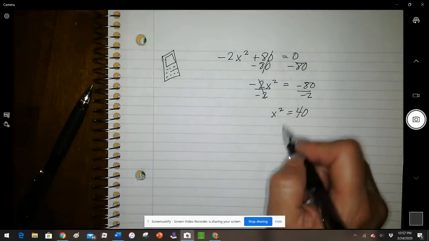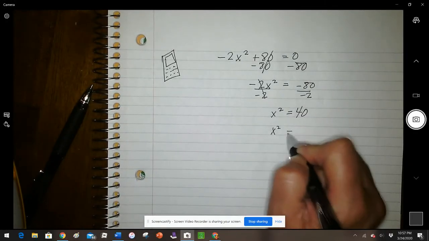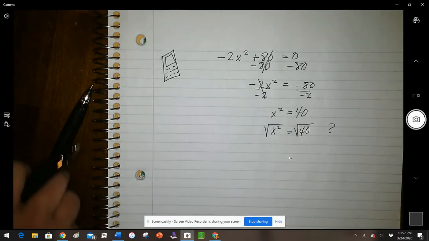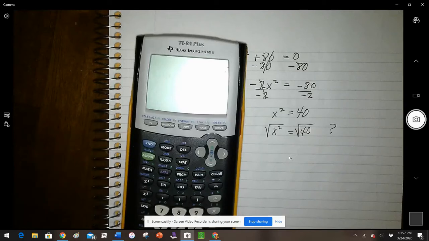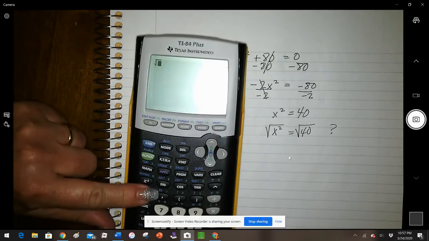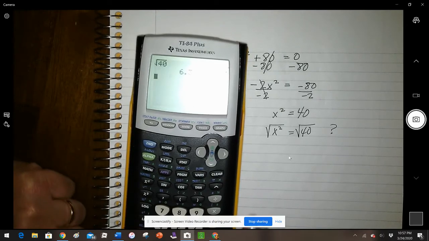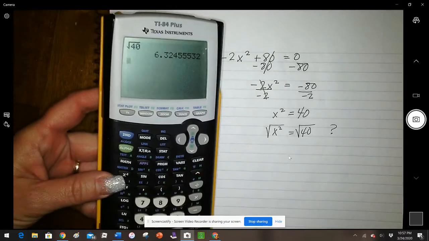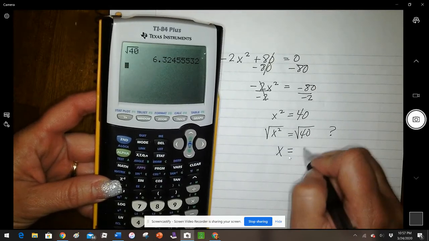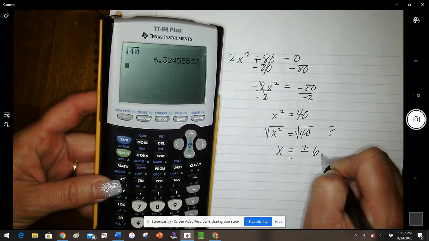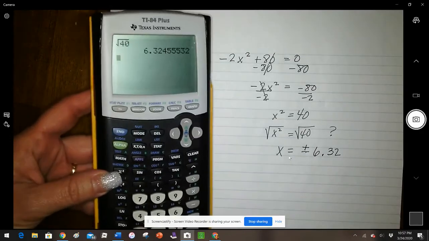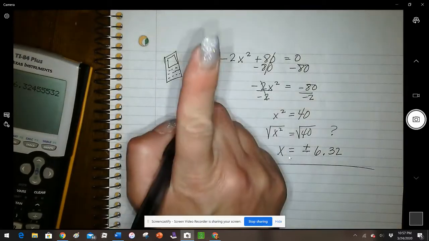Now, when I go square root both sides, do you know what the square root of 40 is off the top of your head? Yeah, me either. So I'm going to type it into the calculator. So we're going to do the square root of 40, and it tells us 6.32. We just have to remember that we have both a positive and a negative answer. Okay? All right. Uno más.